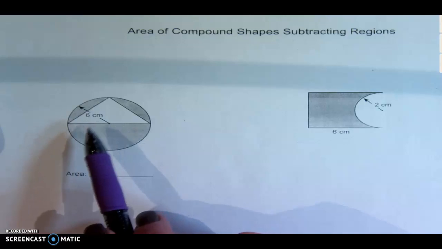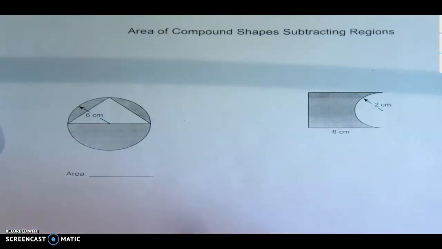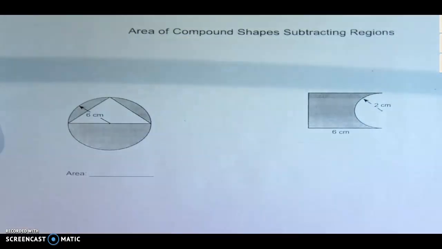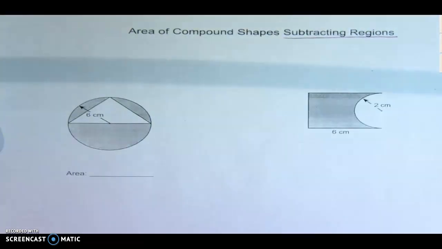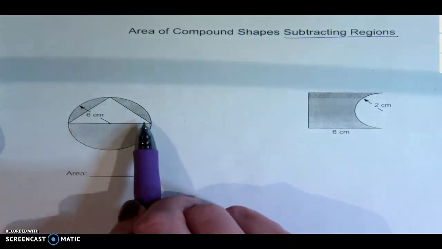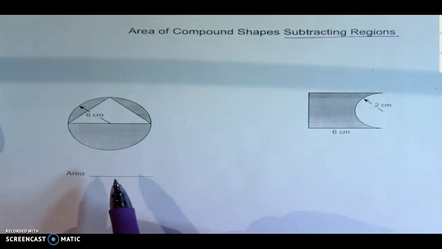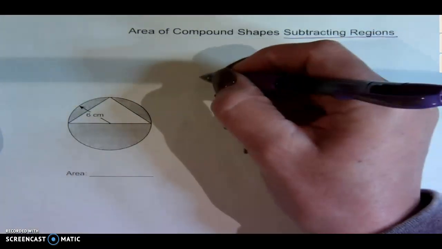There are a couple of things happening. We have a variety of shapes. That's why we call them compound shapes. And why we're going to be subtracting is because of the way these shapes are created: one shape is changing the area of another shape. So in our first scenario, we have a circle and a triangle.